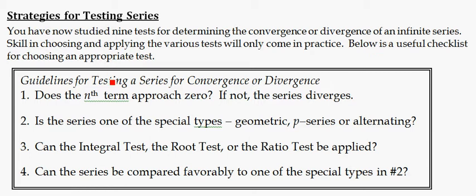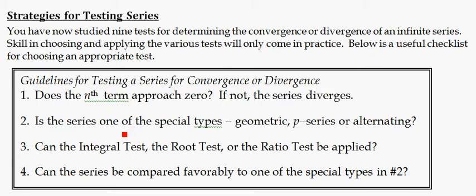So first of all, if the nth term does not approach 0, then that's certainly a quick and easy test to show that the series diverges. So remember, the nth term test is a divergence test only. So if you can quickly just look at the limit as n goes to infinity and you see that it's non-zero, then you're done. You know it diverges.